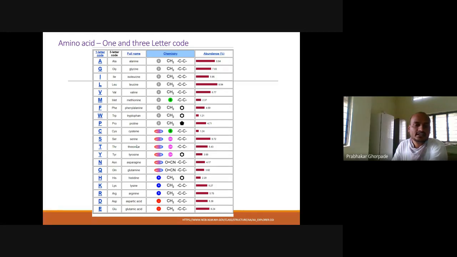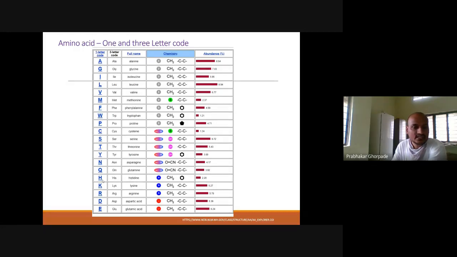Tyrosine, again T is used here. So here for tyrosine, we are representing capital Y as a single letter code. Asparagine, we represent it as N, because A we have already used for alanine. So the next letter we found for it is capital N. Glutamine, GLN is the three letter code, and Q is the one letter code.